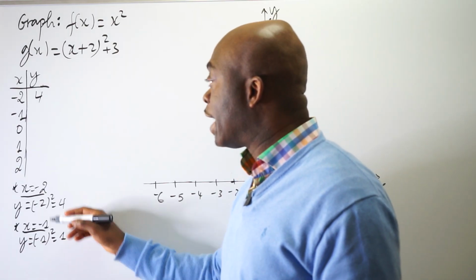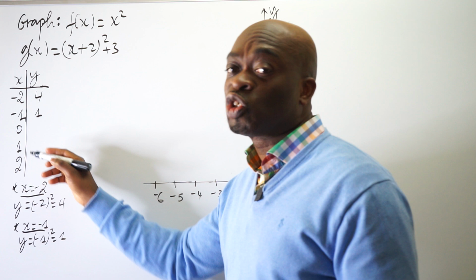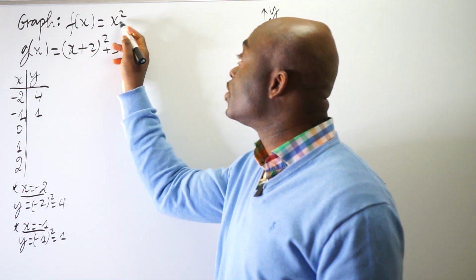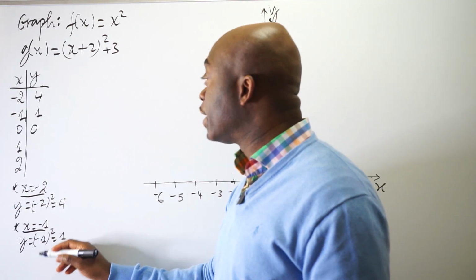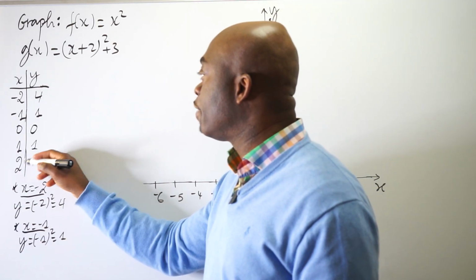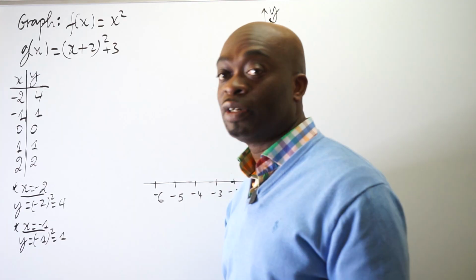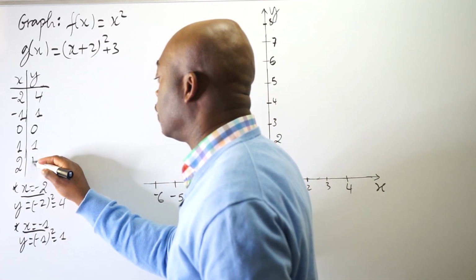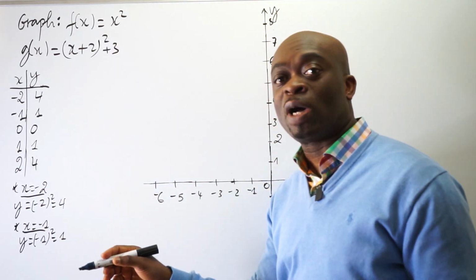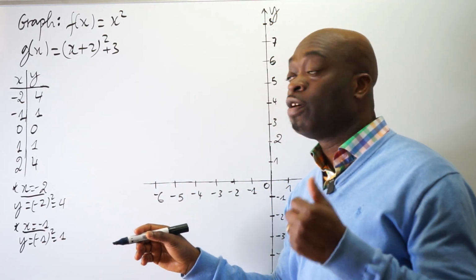So this one is +1. For 0, very simple, 0 to the second power is 0. For 1, that will give us the same thing, 1. And for 2, that will give us also 4. Got to be careful now. Okay, so those are the corresponding values, the coordinates for x and y.